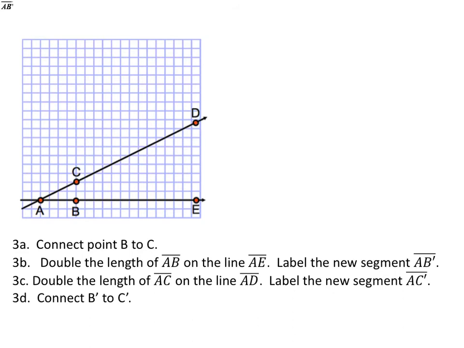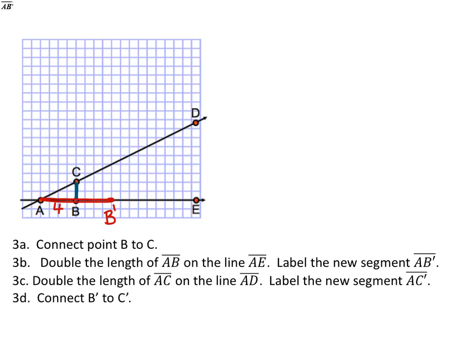So just to start off, 3A, connect points B to C. Okay, that's not too bad. There we go, we did it. 3B, double the length of AB on line AE, and we'll label the new segment AB prime. So we're just doubling that length, which right now is 4. So the new one will be 8 units, and it'll be away from A. So this would be considered the point B prime from A.